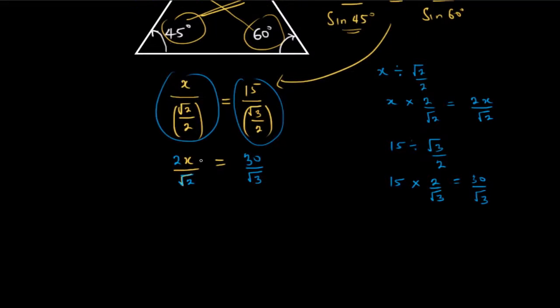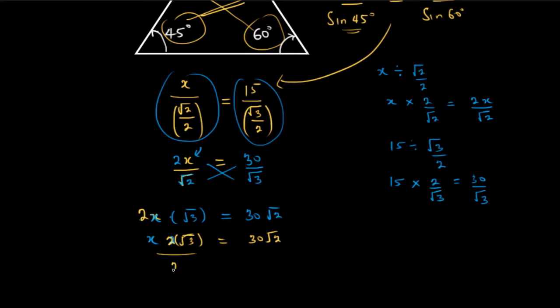So our aim is to find x. To do this, we'll cross multiply both sides. Now when you cross multiply, you have 2x times the root of 3 equals 30 times the root of 2. So to find x, we divide both sides by 2 root 3. 2 times root 3 is just going to give you 2 root 3, equals 30 root of 2. So to find x, we divide both sides by 2 root 3.